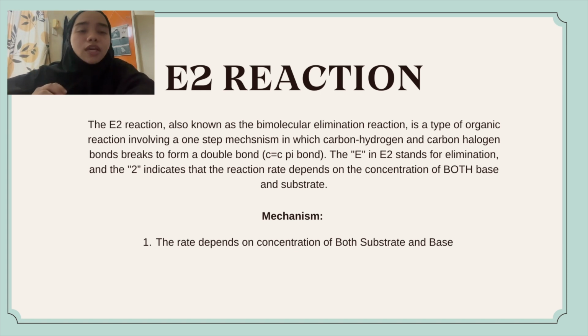For example, if you double the concentration of the base, and if you triple the concentration of the substrate, your rate will increase by a factor of 6. Another example, if you quadruple the concentration of the base and you increase the concentration of substrate by a factor of 5, then your rate will increase by a factor of 20.